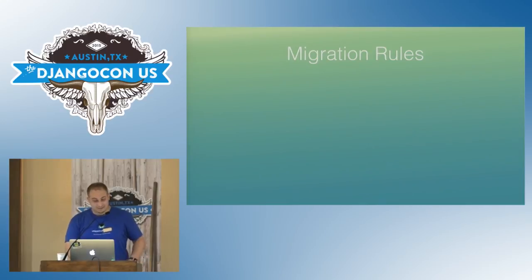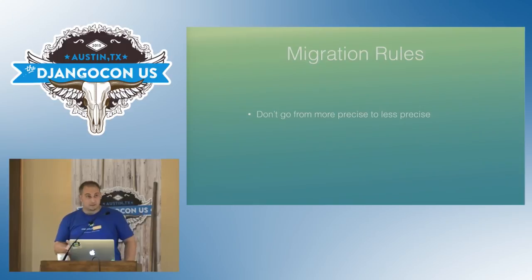So these are some simple rules we've put in place so that when we deploy production in our multi-server environment, we can do it while keeping our site online and without spewing a bunch of errors. These may seem like common sense once I get started, but I think it's still helpful. First, don't go from a more precise to a less precise value type. For example, don't go from a double to a float or to an integer. Instead, make a new column with a new value type and copy the values from the existing column.